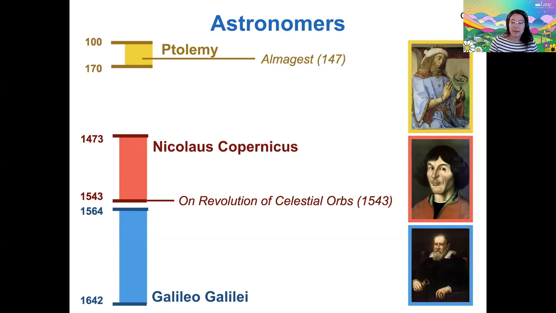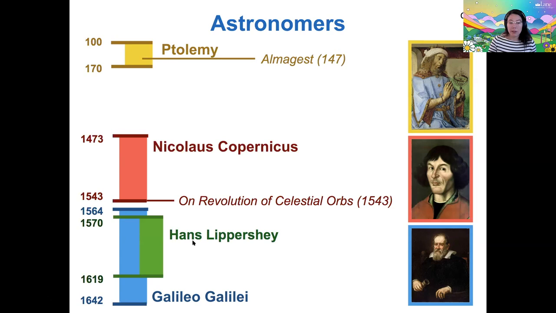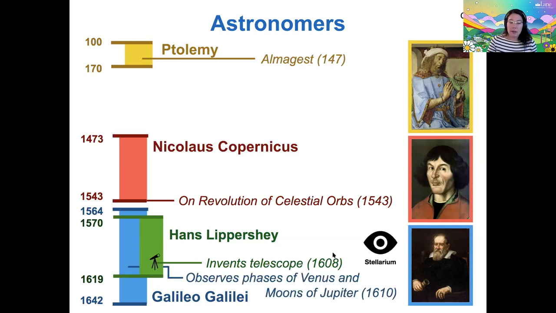Galileo, on the other hand, was trying to make waves. So Galileo built on the work of Hans Lippershey, who invented the telescope in 1608. Galileo used the telescope to do some really important things. Number one, he was able to observe the phases of Venus, just as we can observe the phases of the moon because it's a large object close to us. But with the naked eye, you cannot observe the phases of Venus. With the telescope, Galileo could. So that's important observation number one. Number two, he observed the moons of Jupiter. So I'm going to show you that in Stellarium.